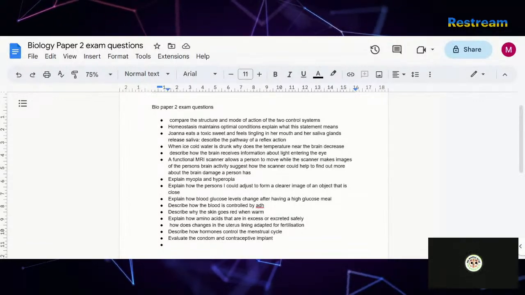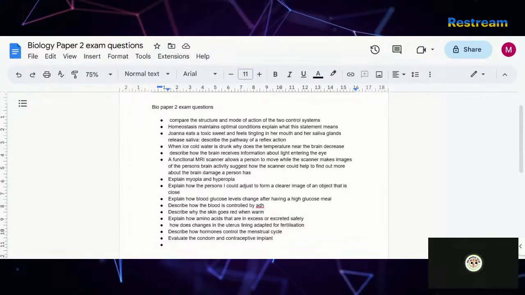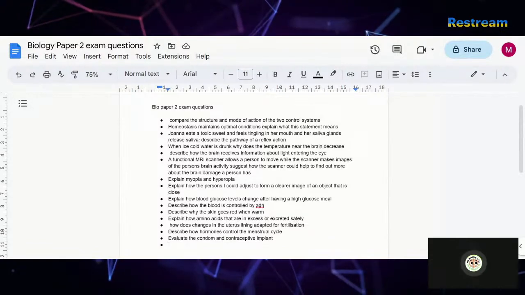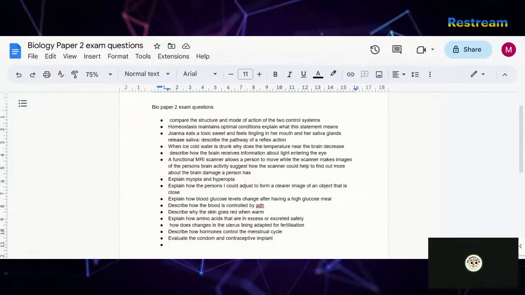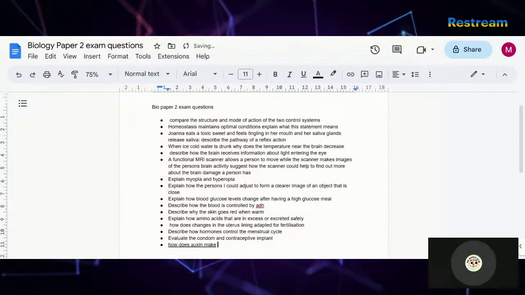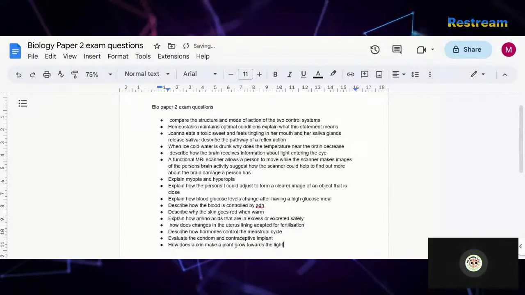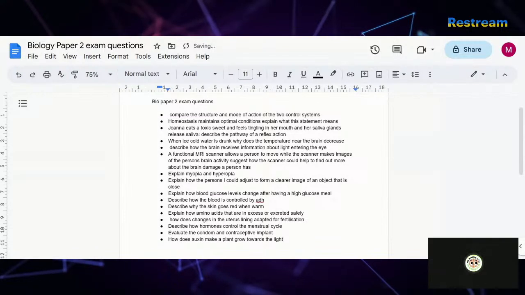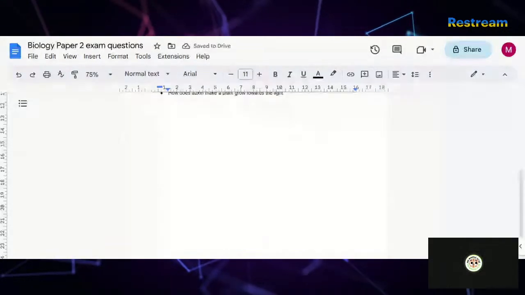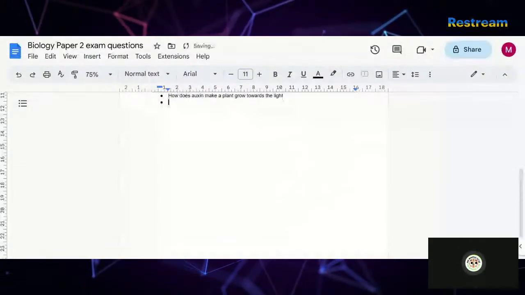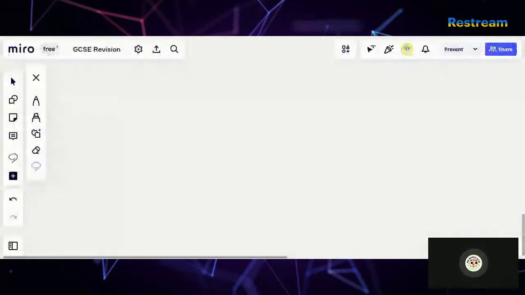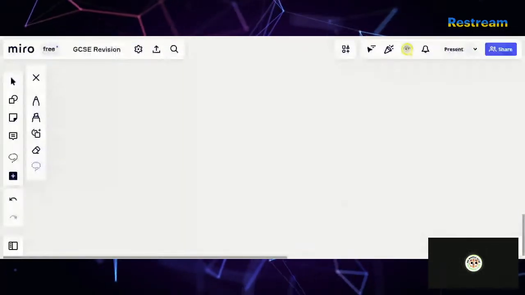Okay, so let's do some plant hormones questions. So the first plant hormone question. How does auxin make a plant grow towards the light? So first of all, we need to know what this question is asking, which is called positive phototropism. So let's look at how positive phototropism works.